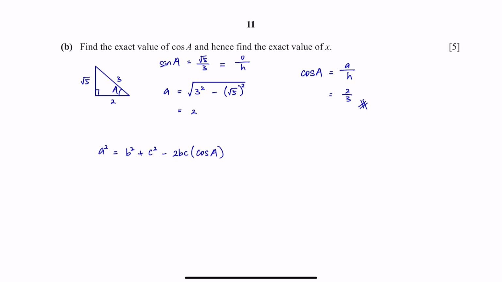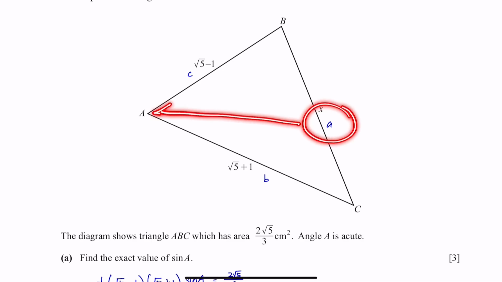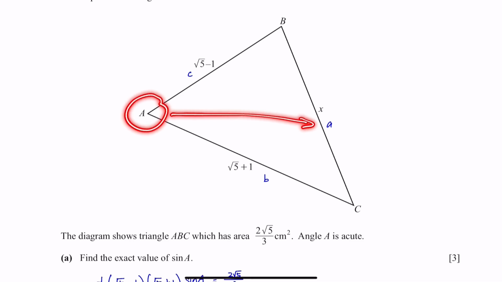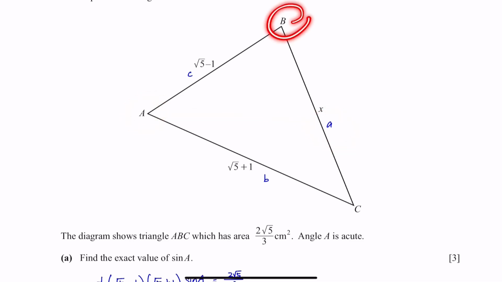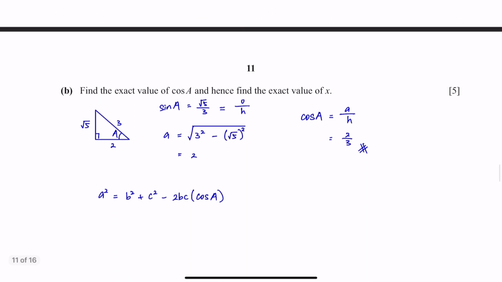This would be our cosine rule. So we can call this side A, call this side B, and C, because the sides are always the opposite of the angle. So angle A corresponds to side A in the opposite, angle B has the side B at the opposite, and angle C has side C at the opposite. Okay, so now we can sub in the values.